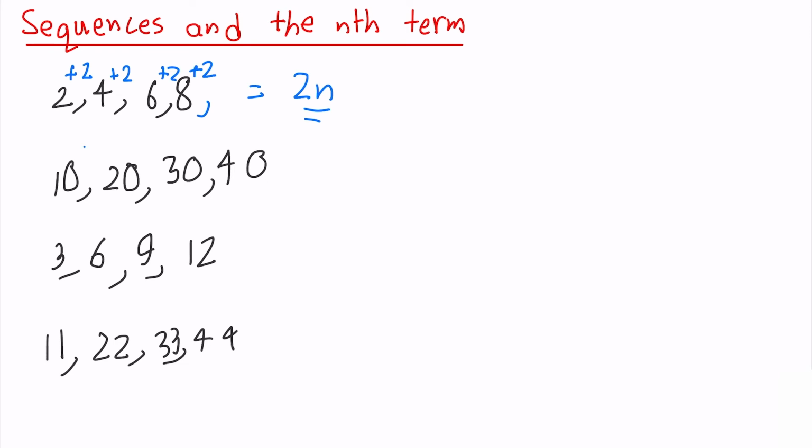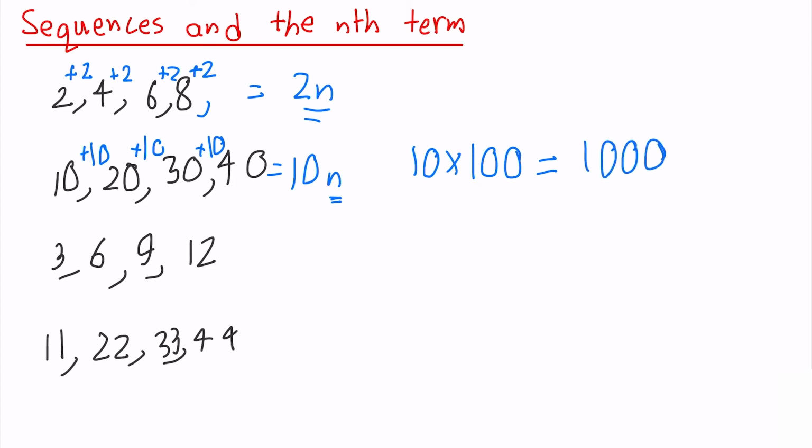Okay, what about the second one? Here you could realize that we need to add 10. So the nth term will be 10n. So maybe n is 100. So we're going to do 10 multiply 100. So it's going to be 1000. So the 100th term will be 1000.